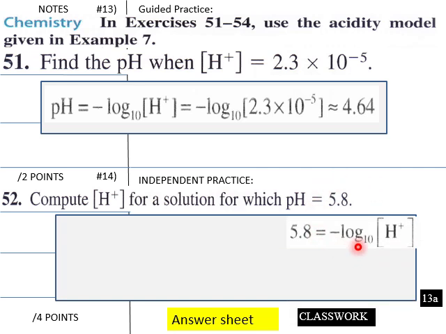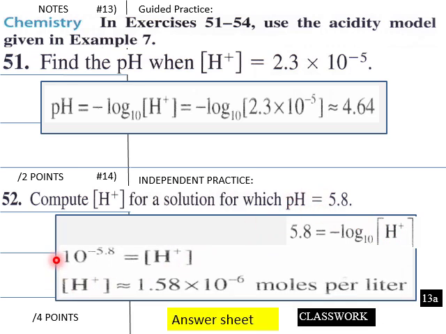And then down here, compute H+ for a solution in which pH is 5.8. So 5.8 equals negative log base 10 of H+. We know our pH is 5.8, so when we exponentiate both sides here, 10 to the negative 5.8 equals H+. Then H+ equals 1.58 times 10 to the negative 6. So basically, when you do that, you come up with 1.58 times 10 to the negative 6 moles per liter.